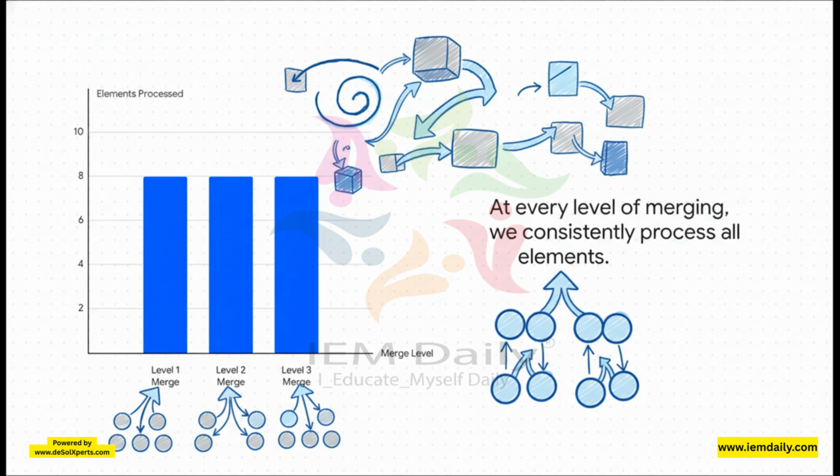Think about how much work we do at each level of merging. At the very bottom, when we're merging all those single elements, we have to look at all 8 elements to pair them up. Okay. At the next level up, we're merging bigger lists, but again, we process all 8 elements. And at the very top, that final merge, we're still processing all 8 elements. Get this, at every single level, the total amount of work is the same. It's always proportional to n, the number of things we're sorting.